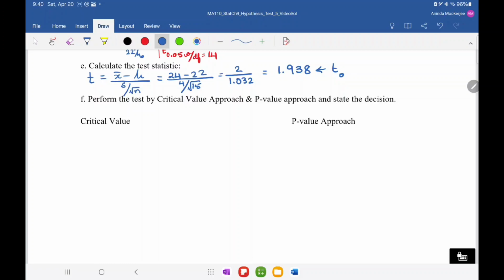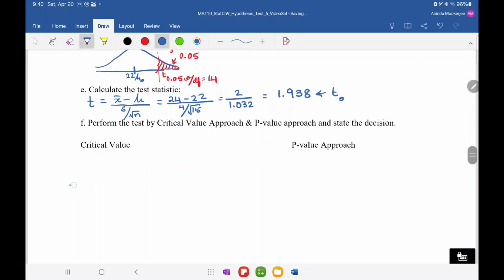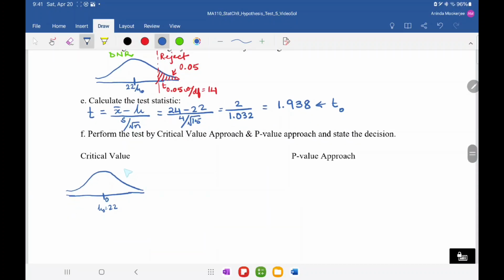regions. So let's start with drawing the same diagram that we drew in part D. But we have to have it in front of us. So this is our curve, a normal probability curve, also called a normal curve. The center point is going to be the null hypothesis mean, mu sub 0 equals 22, which will have a t value of 0. And then the rejection region is to the right because it's a right tail test.